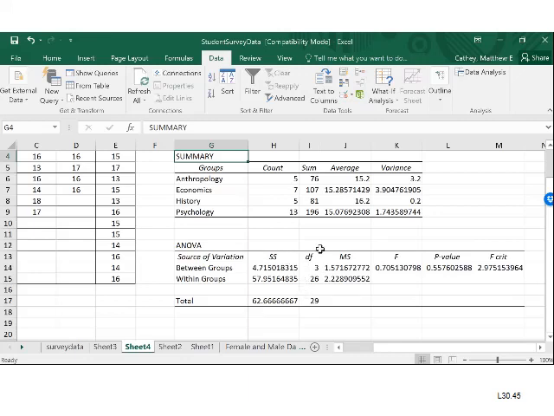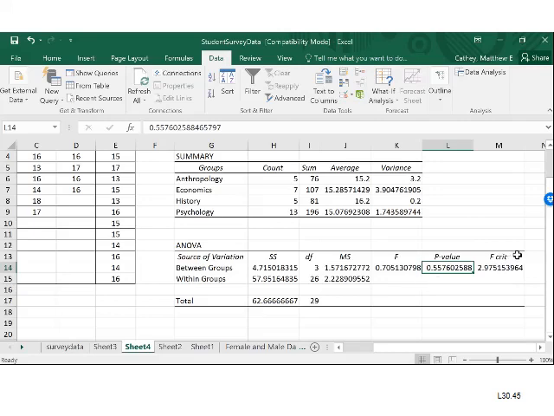Remember that the mean of the squares is just the sum of the squares divided by the degrees of freedom, and then we get F, which remember is the mean of the squares between the groups divided by the mean of the squares for the errors that's within the groups. So this number divided by this number is F, and we get our corresponding p-value.